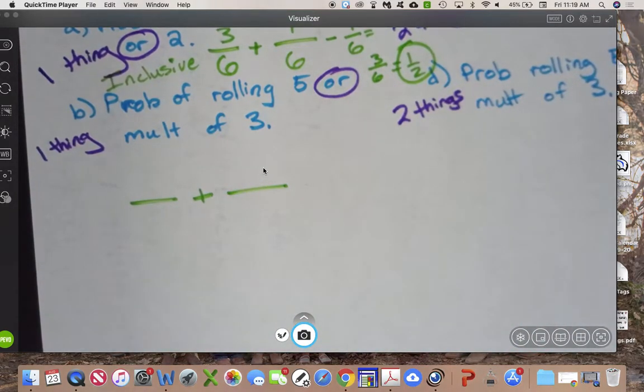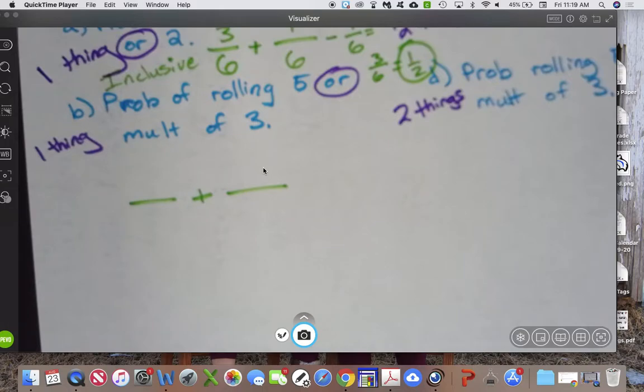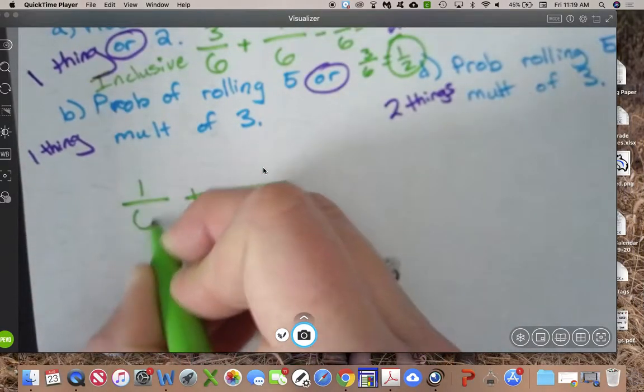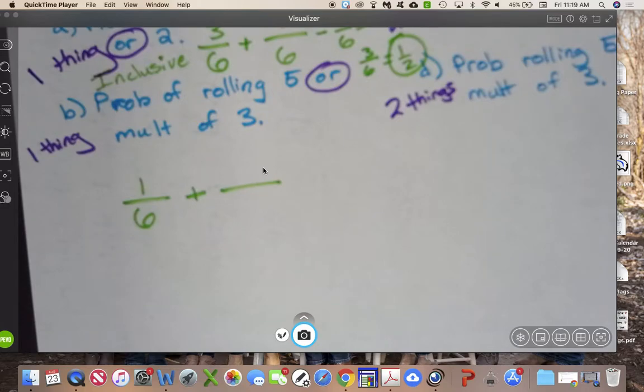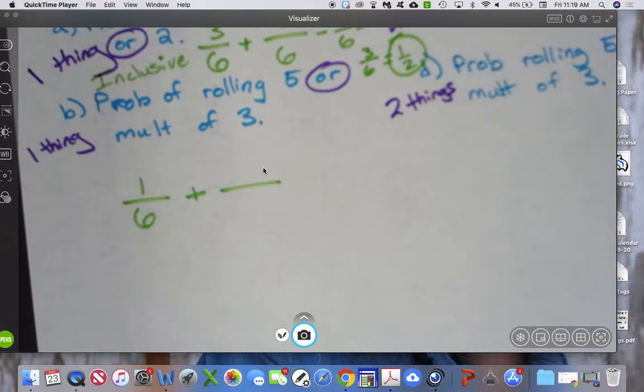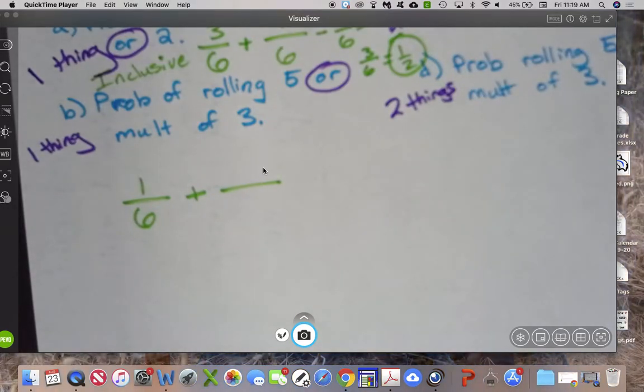Probability of rolling a 5. 1 out of 6. The probability of rolling a multiple of 3. Do you know what I mean by multiples of 3? Yeah. 3, 6, 9, 12, and so on. Those are multiples. 1 and 3 are factors of 3. Multiples of 3 would be 3, 6, 9, and so on. So which ones are multiples of 3 that live on a dice? 3 and 6, not 9, right?